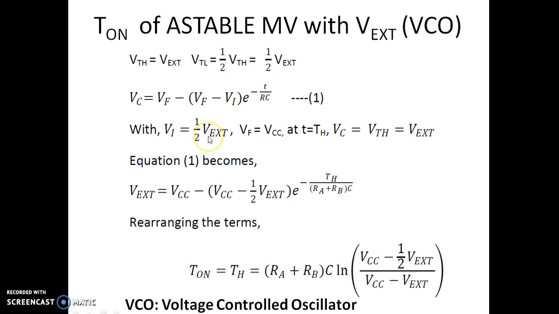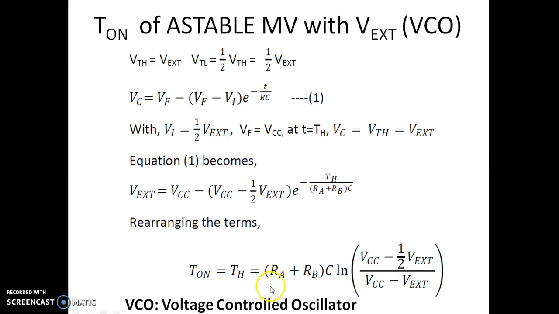The initial voltage is half of the external voltage. We know that the initial voltage of the capacitor will be VTL, which is half of V external. The final voltage is VCC. But at T equal to TH, the capacitor voltage will reach VTH, which is nothing but V external. By substituting all these values into equation 1, we end up with an expression for T on as RA plus RB into C, ln of VCC minus half V external by VCC minus V external.